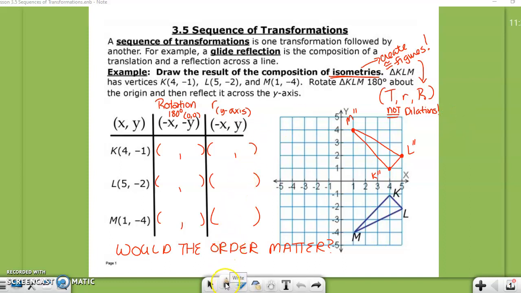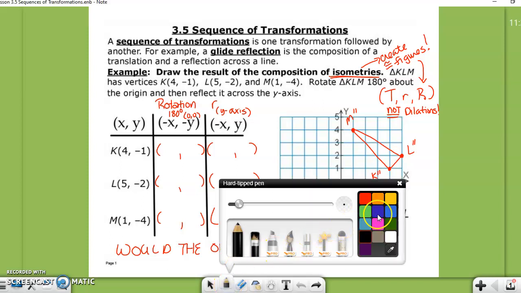Hi guys, and welcome to lesson 3.5 of Unit 3, Sequence of Transformations. So we're going to look at conducting some transformations followed by another transformation.